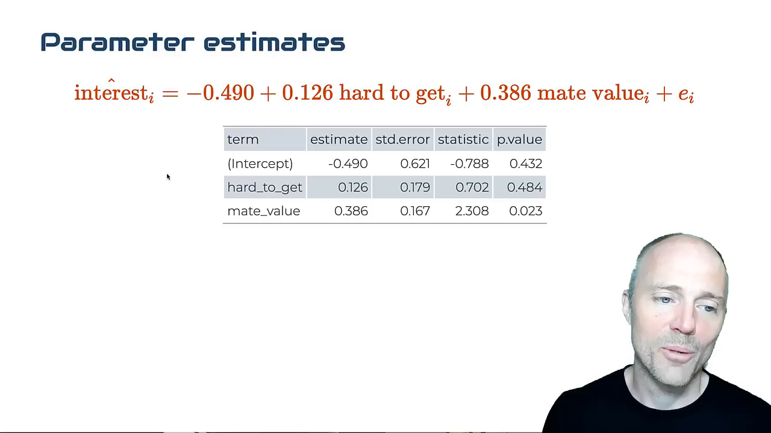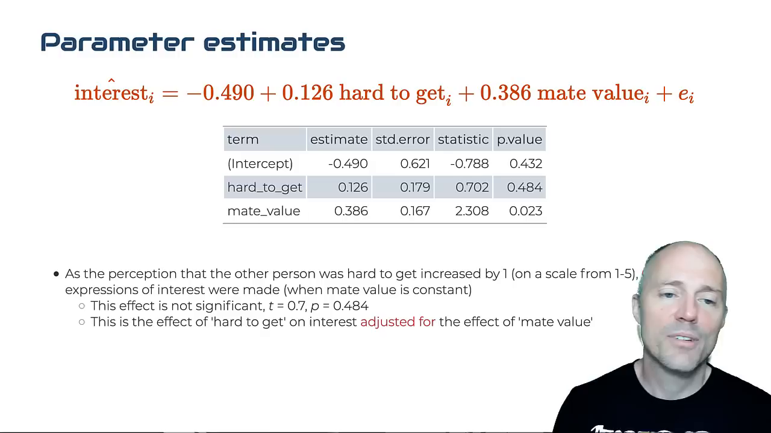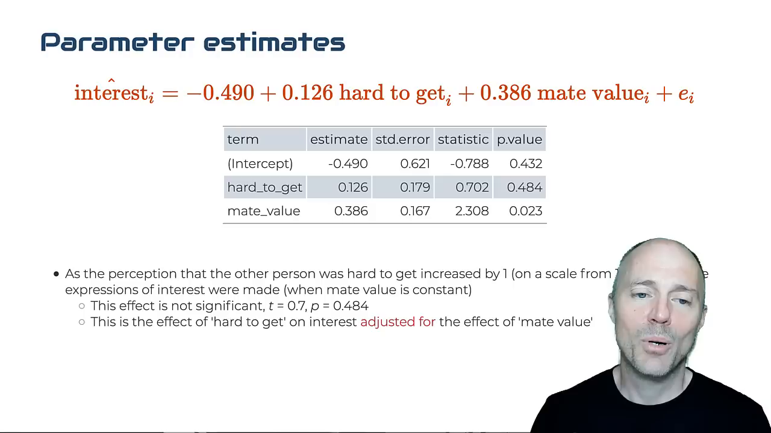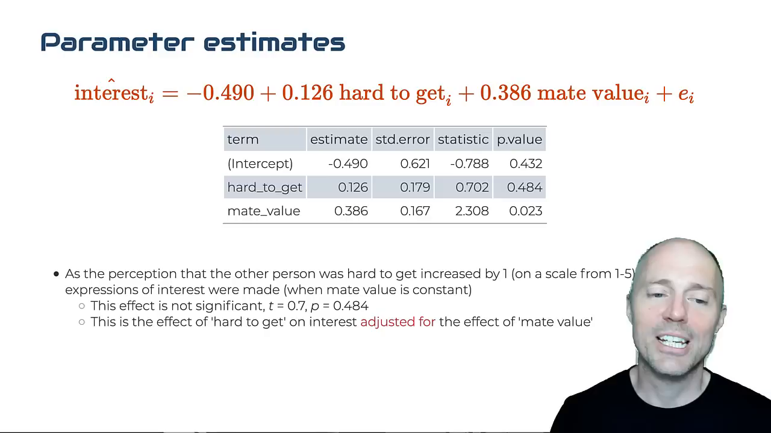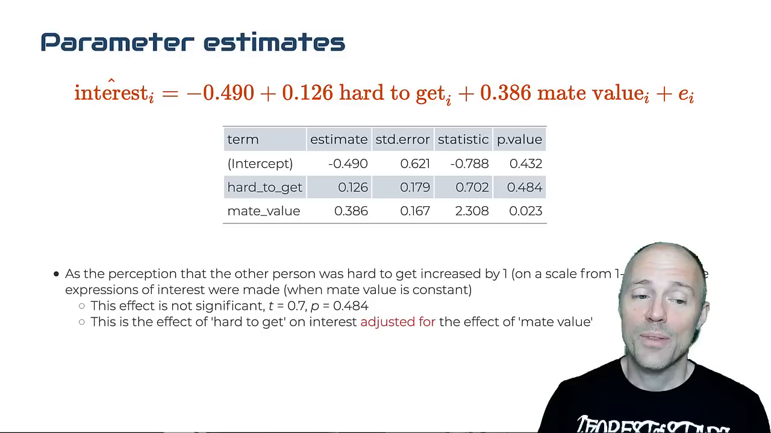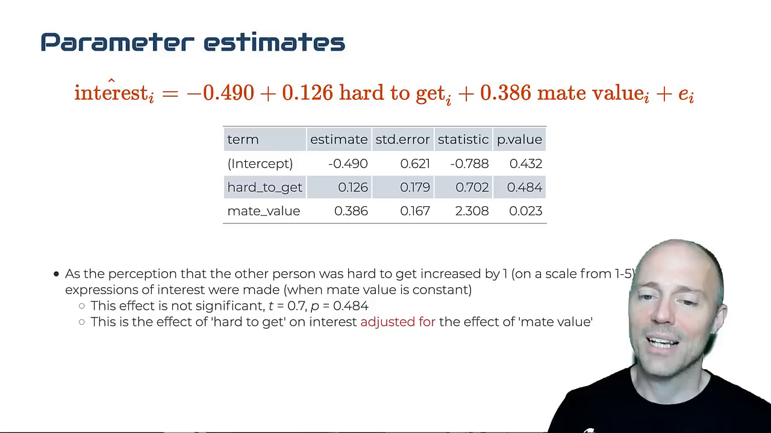So to interpret these effects, for example, the parameter or the beta for hard to get is 0.126. What this tells us is that as perception of the other person being hard to get increased by one, 0.126 more expressions of interest were made when mate value is constant. So this is basically the effect of hard to get on interest adjusted for the effect of mate value. And we can see it's a really small effect.